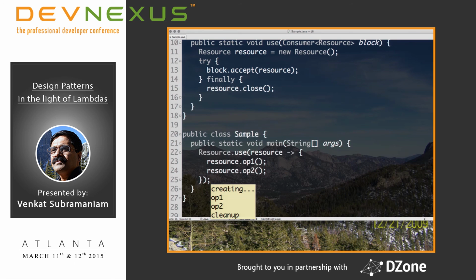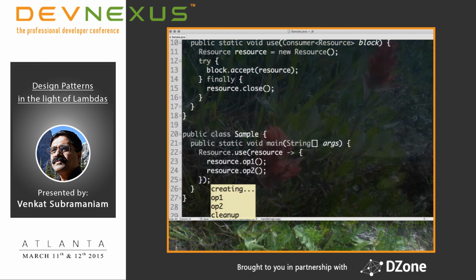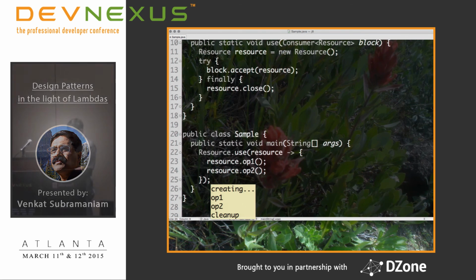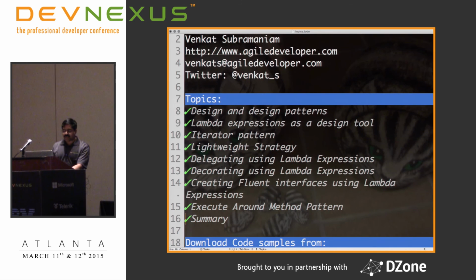So the point really is that lambda expressions are changing the way we are going to be writing code moving forward. It makes our code a lot more lightweight. It makes our code expressive. It makes our code easier to understand, easier to maintain. And as a consequence, some of the design patterns that we are used to, and the ones that we program in, evolve quite nicely.